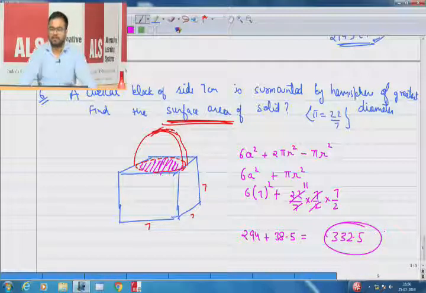Exact answer. Yes Shillong, now this time it is correct. CC Pur, ये आंसर आएगा 332.5.